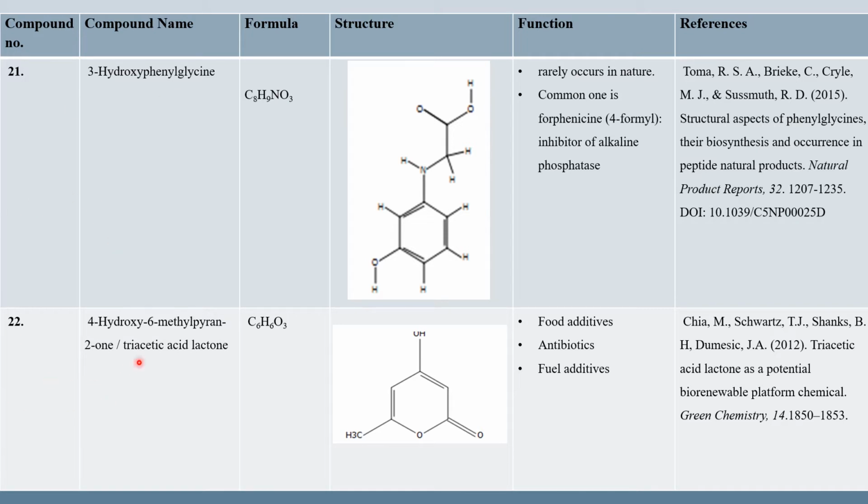Moving on to compound 22, which is known as triacetic acid lactone. From the name, you know that it somehow relates to ketones, and this one is known as a polyketide. So they perform as a food additive or are also involved in compounds. You can find them in antibiotics and also a few additives as well.